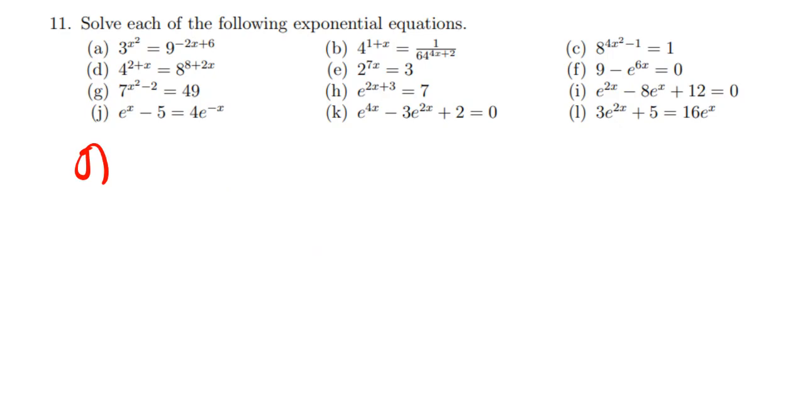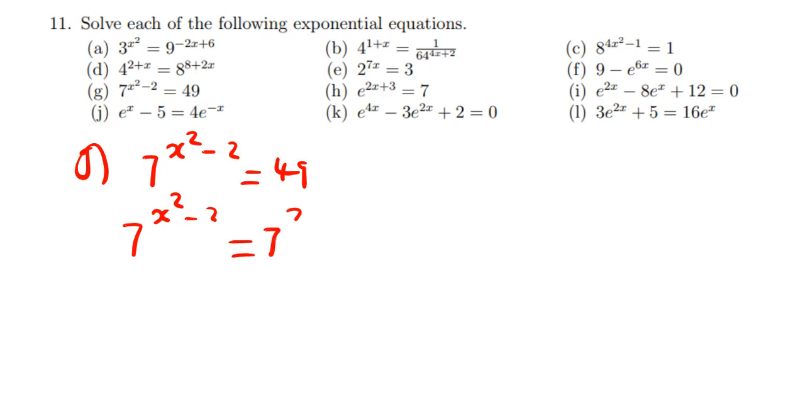We are saying 7^(x²−2) is equal to 49. It's the same thing: you make the base the same. So 7^(x²−2) is equal to, there's 49 on the other side. This is the square of 7, so this is just 7 to the power 2. It will give you 49.